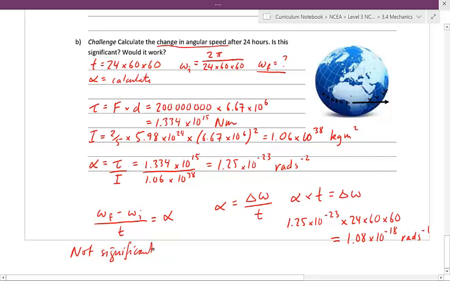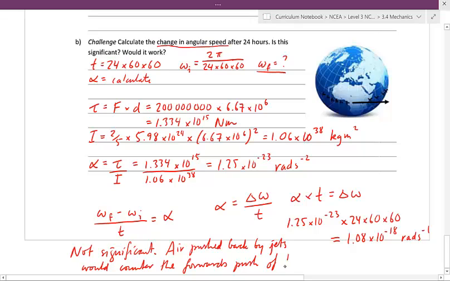It's tiny, right? And also there would be a problem in that it wouldn't really work, because in order for a jet engine to push forward, it has to push air backwards, and the air would then also decelerate the Earth again. So air pushed back by jets would counter the forwards push of the planes. You might get a bit of a wind going the other way, and that wind will cause friction against the Earth's surface and slow it down again. So the overall effect would be even smaller.